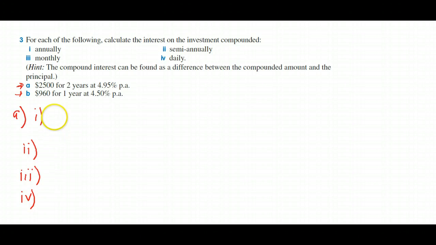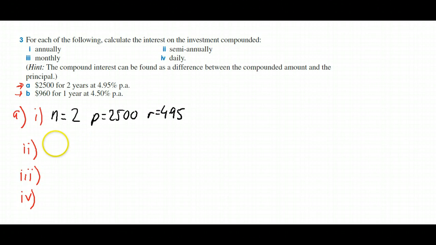So in the first situation, annually, N equals, in 2 years, annually, N is going to equal 2. The principal amount will equal 2,500, and R will equal 4.95. For the second one, N is going to be semi-annually, so in 2 years there's going to be 4 compounding periods, 2 each year. That's going to be the same, and that's going to be the same.